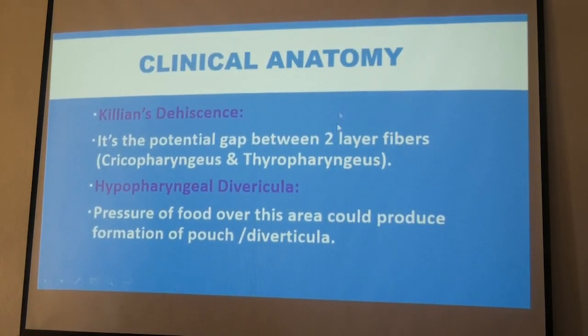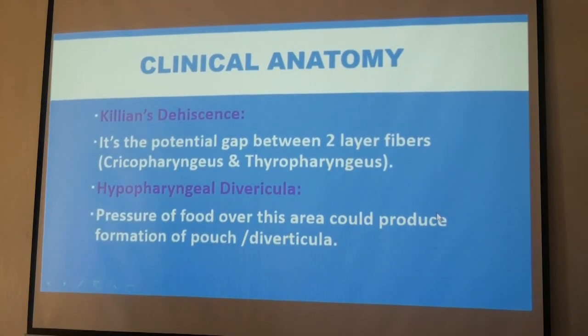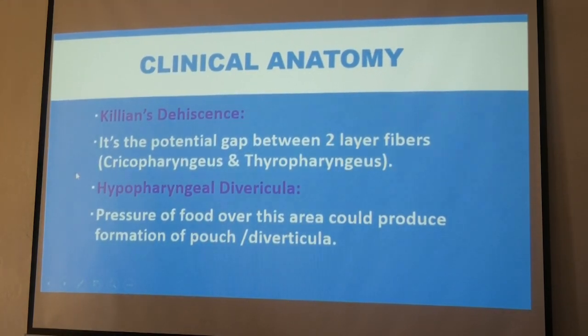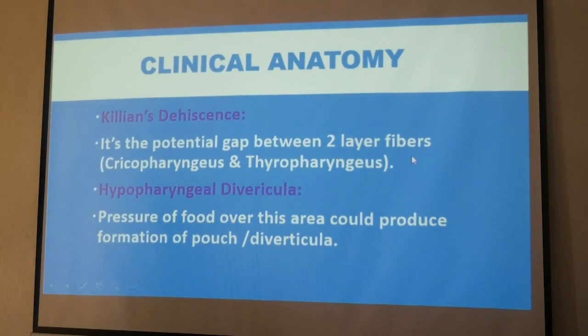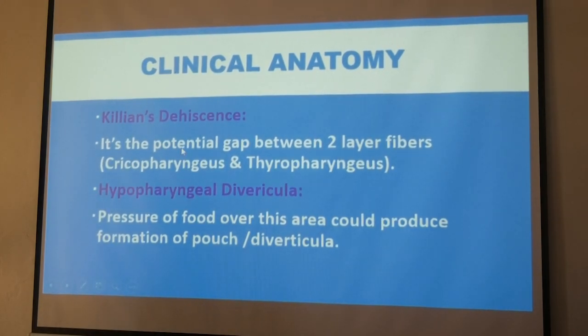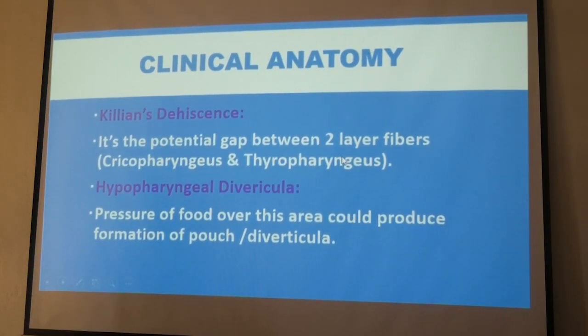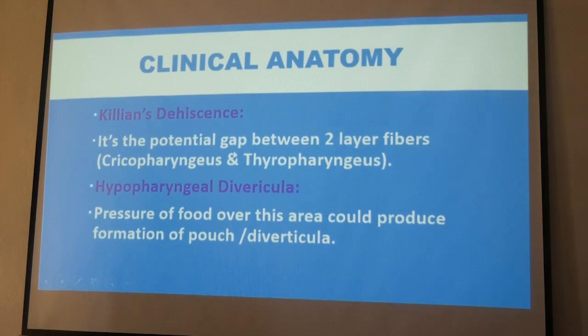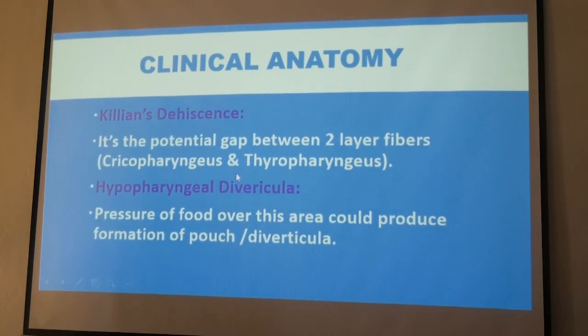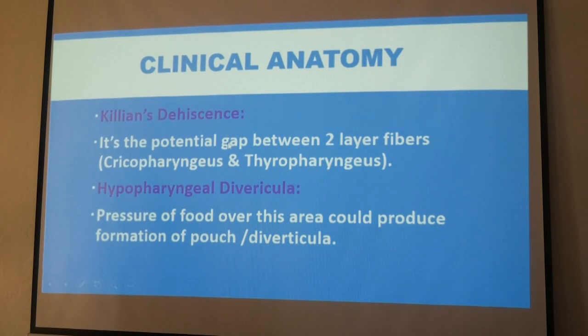Now what is the clinical anatomy? First one is Killian's dehiscence, the most common question. It's a potential gap between the two layers of fibers. I told you the inferior constrictor has two parts: cricopharyngeus and thyropharyngeus. So in between there will be one gap. That is known as Killian's dehiscence.